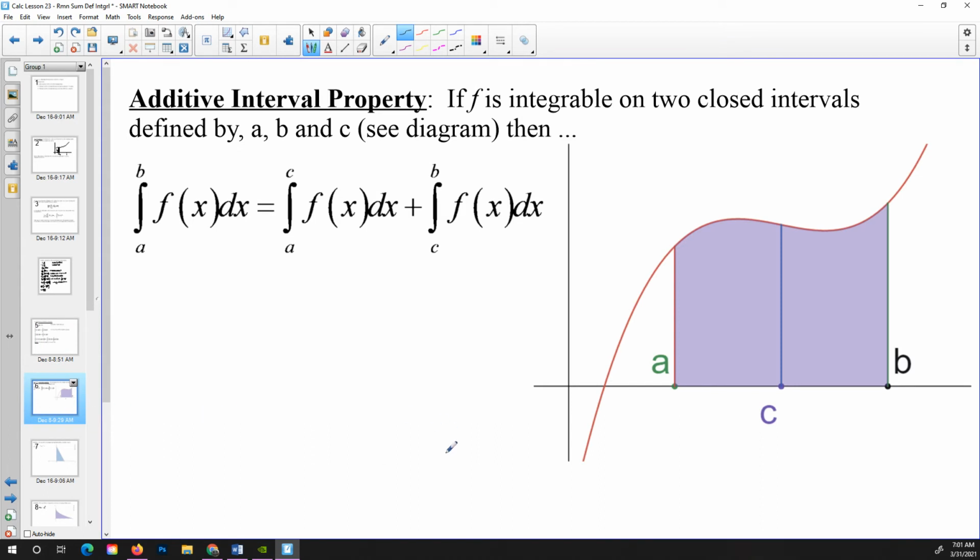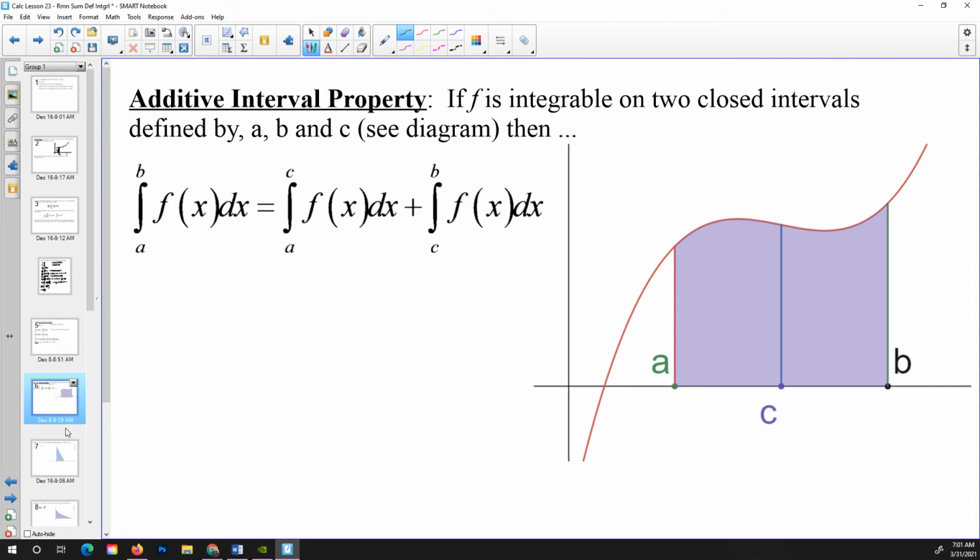Additionally, if you want to find the integral of a given region, it can be broken up into the sum of the parts. So the integral from A to B can be broken up into the sum of the integral from A to C, added to the integral from C to B.